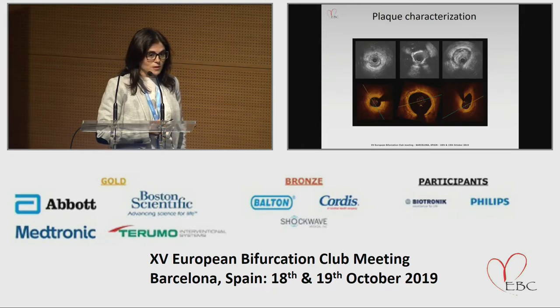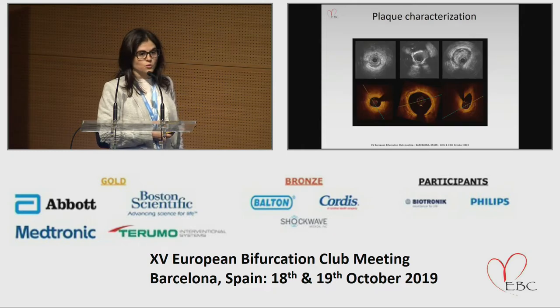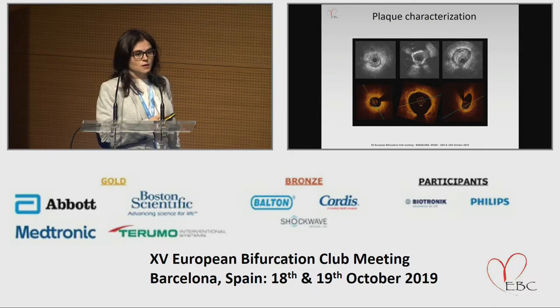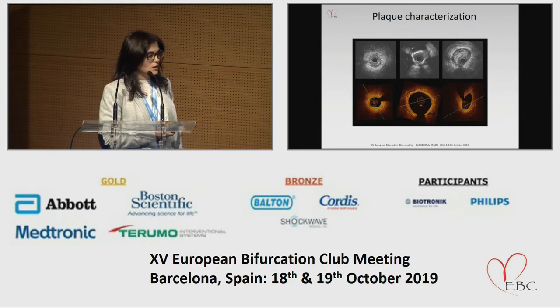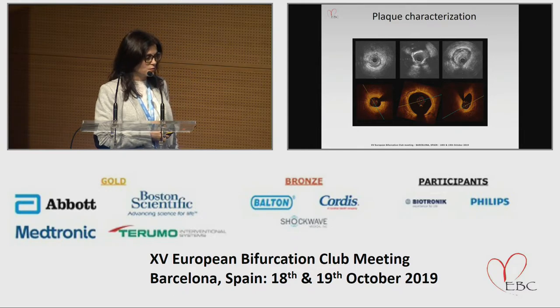We all know that intracoronary imaging can distinguish different types of plaques. These are examples of the same plaques with corresponding images in IVUS and OCT. You can see on the left panel a fibrous plaque. In the mid panel, we have a calcified plaque. On the right panel, you can see a lipidic plaque in IVUS and OCT.